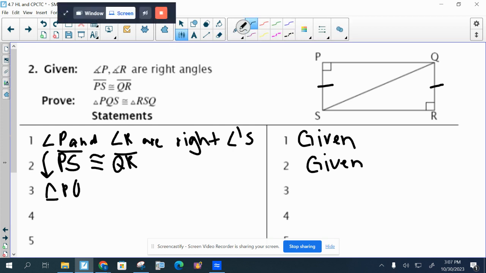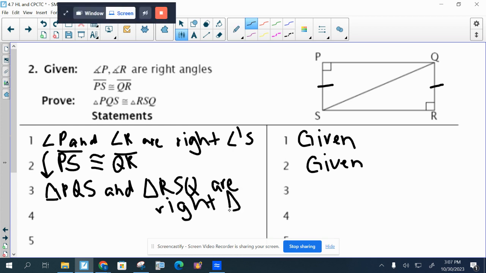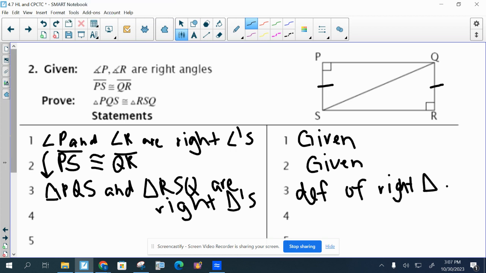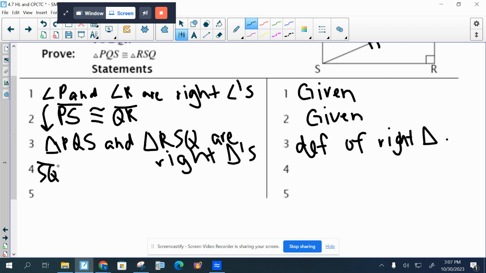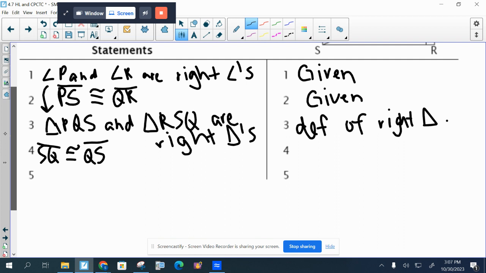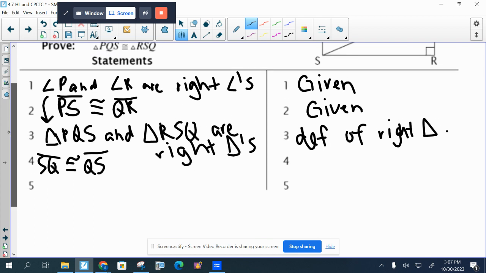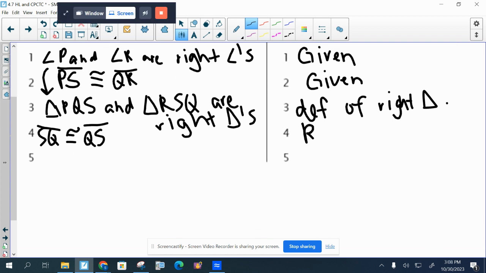Triangle PQS and triangle RSQ are right triangles. That's the definition of a right triangle. And then also the third thing you can say is SQ is congruent to SQ, reflexive property. Technically that'd be SQ is congruent to QS if you name them in corresponding parts the correct order. And then you can say then that the triangles are congruent. This is reflexive property.